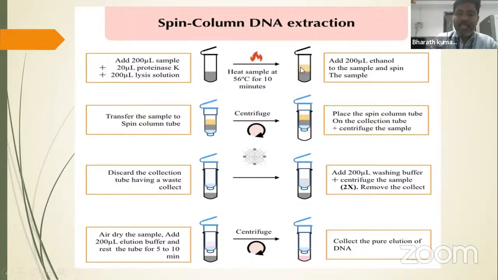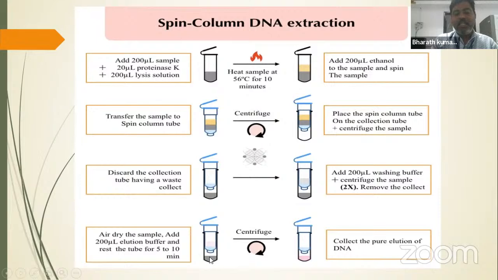Then all this material we transfer into a mini spin column kept in a collection tube and centrifuge. First we remove all the unwanted material by adding washing buffer 1 and centrifuging. Remove the unwanted substances, transfer this mini column into a new collection tube, and add washing buffer 2. Then transfer this to a new collection tube and centrifuge at 14,000 rpm for 3 minutes.